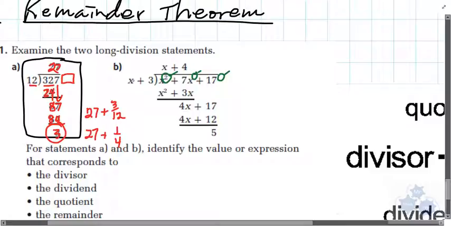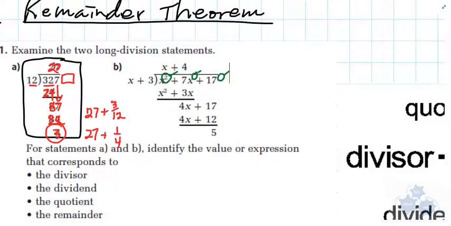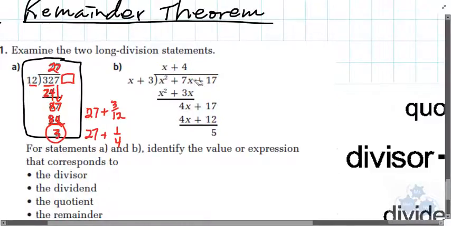Once we've got that, we're dividing by x plus 3. Then you take a look at this x squared, and basically you're doing x squared divided by x. Or, this is the way I like to think about it, x times what would give me x squared.